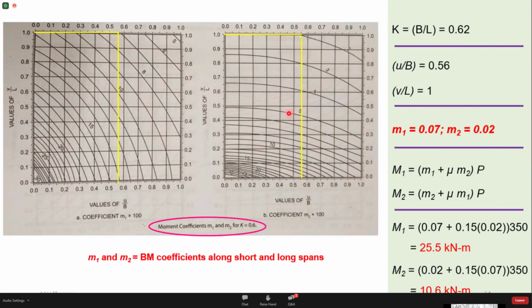Similarly, I have these ratios. I can get the value of M2 from these charts. So I got M1, I got M2. I'll plug these values in this expression. So it is possible for me to calculate the bending moment in the shorter direction and in the longer direction. So this is how we calculate the bending moment in case of a two-way slab system.